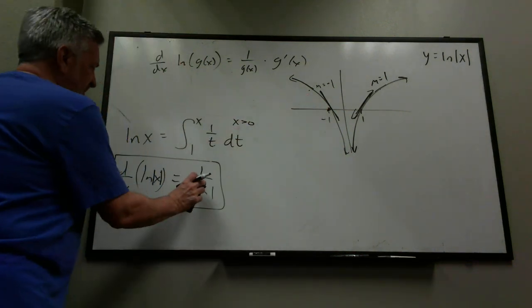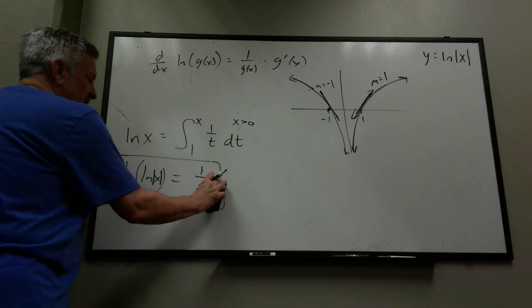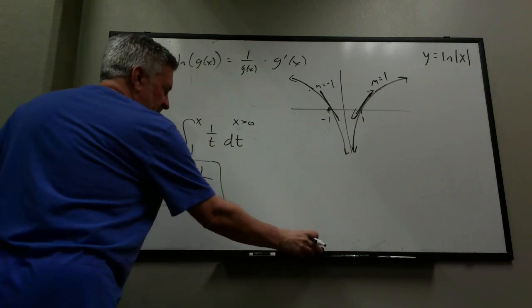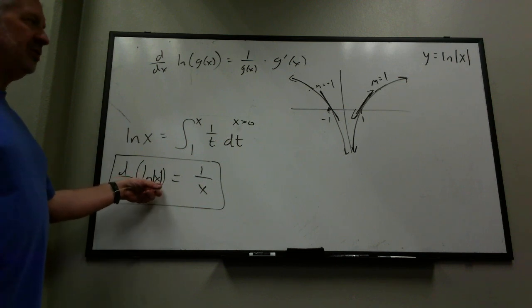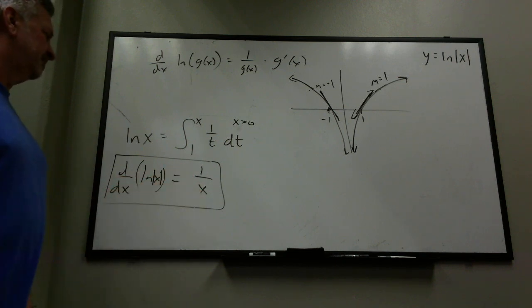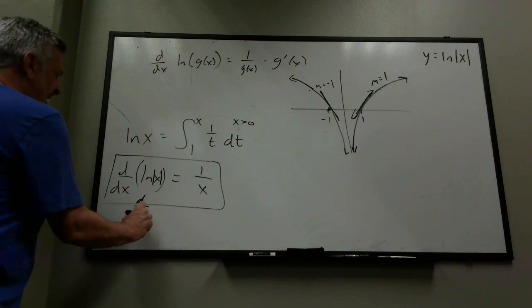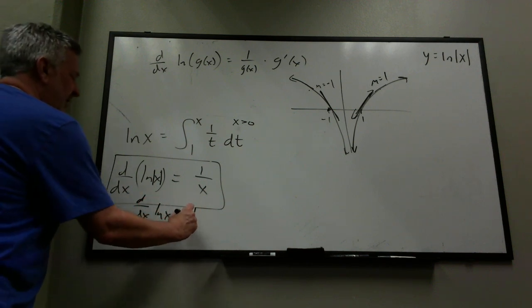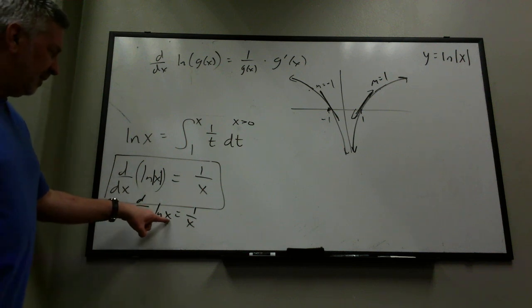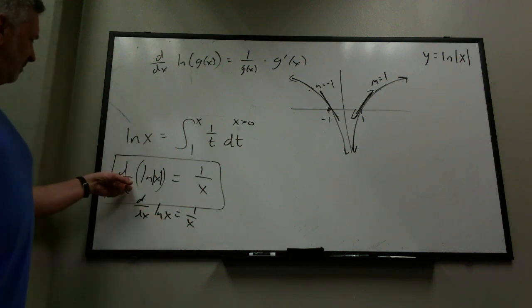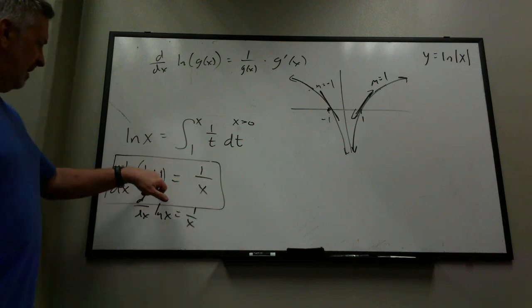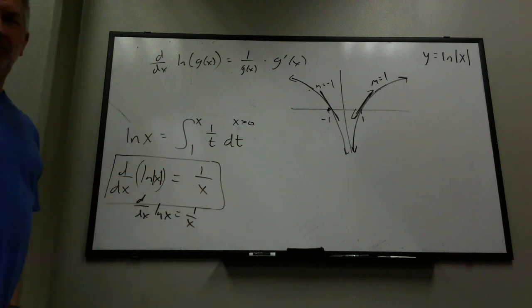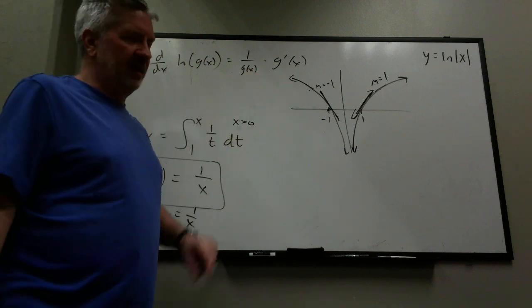In fact, the derivative formula stays exactly the same whether you have the absolute value around the x in the natural log or not. So this is the derivative of the natural log of the absolute value of x. It's still 1 over x. Okay, so the derivative of natural log of x is 1 over x, but you're only allowed to plug in positive numbers. Here, the derivative of natural log absolute value of x is also 1 over x, but here you can plug in negative values for x to get this side of that graph.